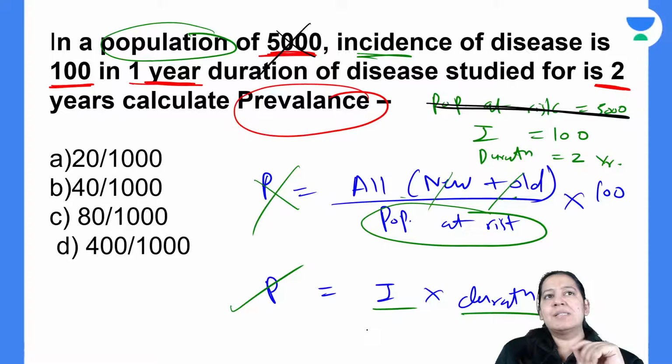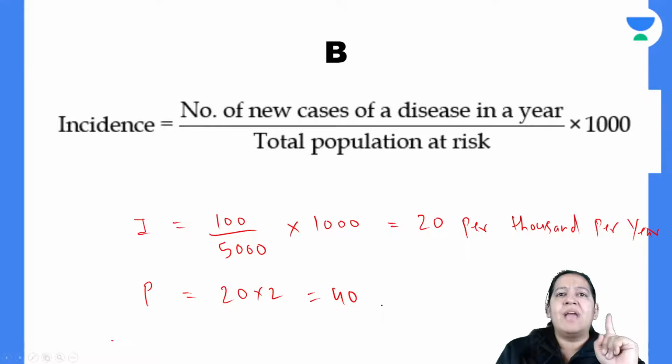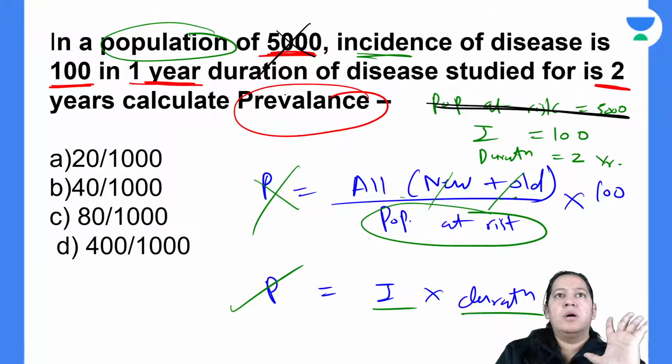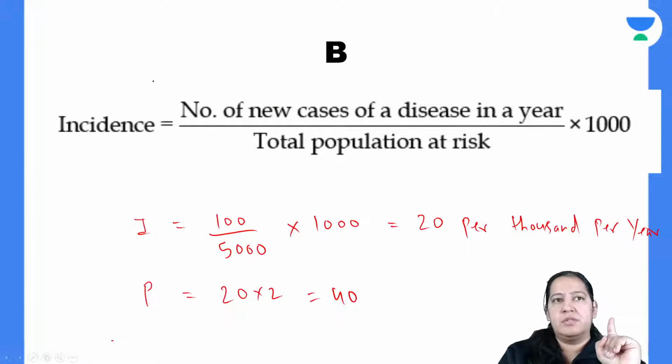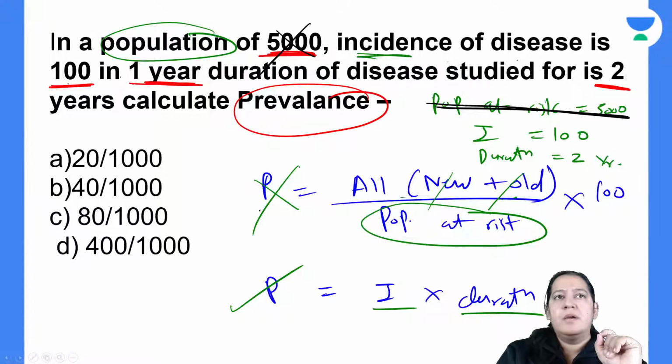So what is the incidence? Incidence is 100 in 1 year, and duration of disease is 2 years. So you have to calculate the incidence. I'm sorry. Just a second. The 100 is the new cases given. Actually, it is not incidence. It is the new cases, 100 in 1 year.